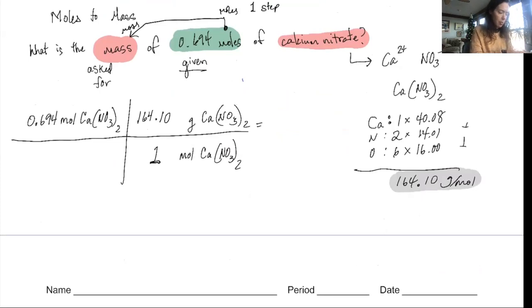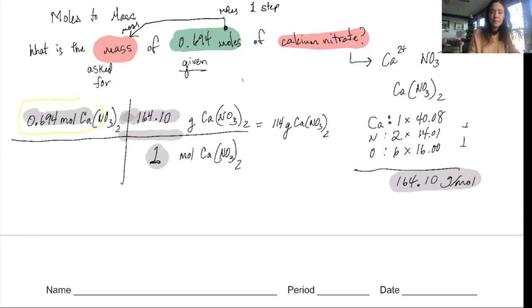So 164.1 times, or let me not confuse you. I'm going to take this number and multiply it by this number. And then I'm going to divide it by one, which is not necessary. So 0.694 times 164.1 equals, and once again, I'm going to let my original number lead my significant figures. I've got three, so in my answer, I will round to three. I will round appropriately. It looks like 114. Now, any answer without a label is wrong. 114 what? Fish? Trees? Or grams of calcium nitrate.